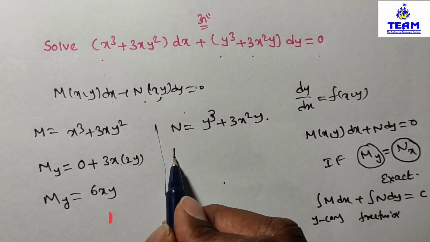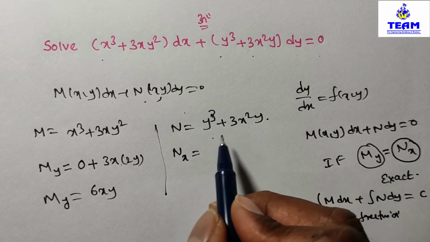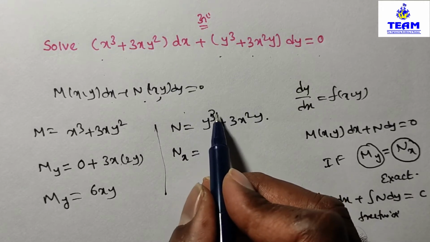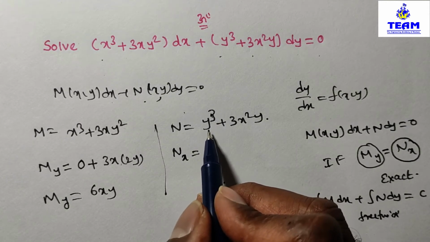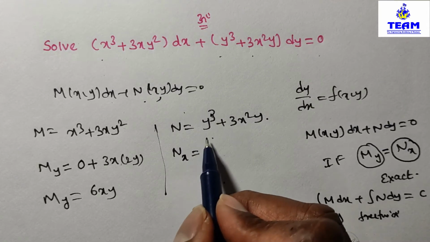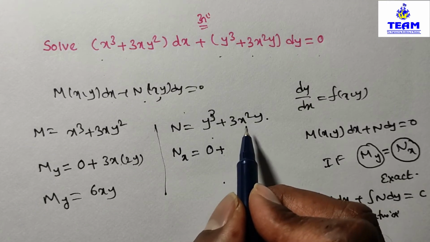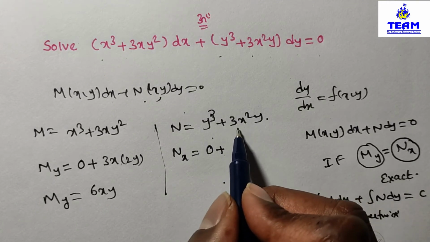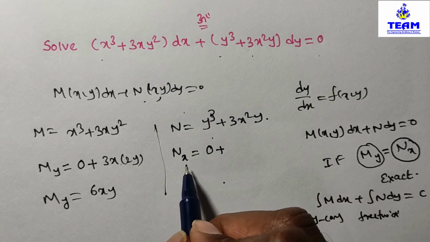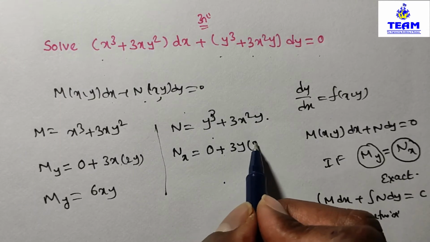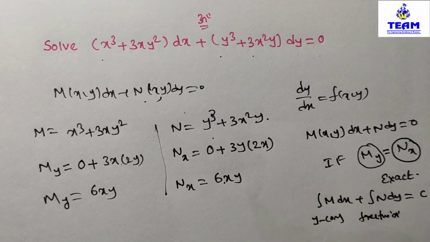Now I am going to find ∂N/∂x. While differentiating N, you observe how many terms there are: a sum of two terms. What about the first term? The first term is in terms of y alone, it does not contain an x term, so it is independent. While differentiating partially with respect to x, we treat all other variables as constants. So this derivative will be 0, plus. Here it contains x and y terms. 3 is a constant, and y is also a constant because we are differentiating with respect to x. So 3y is a constant, and the derivative of x² is 2x. So ∂N/∂x we are getting is 6xy.